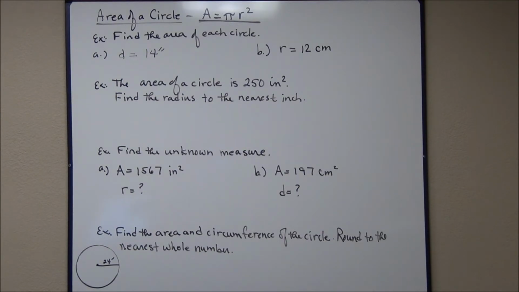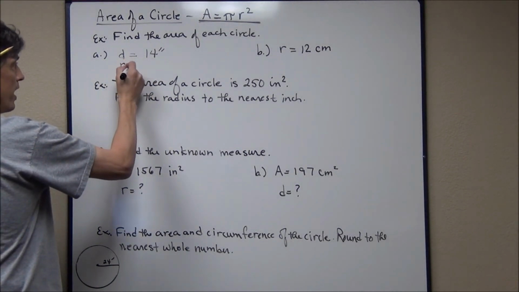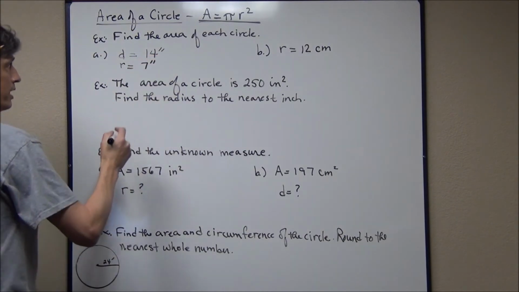We're finding the area of each circle. Now, I am going to use 3.14 and I'm going to round my answer to the nearest square unit here. So for the first one, I have the diameter is 14 inches. So I'm going to divide by 2 and I get the radius to be 7 inches.